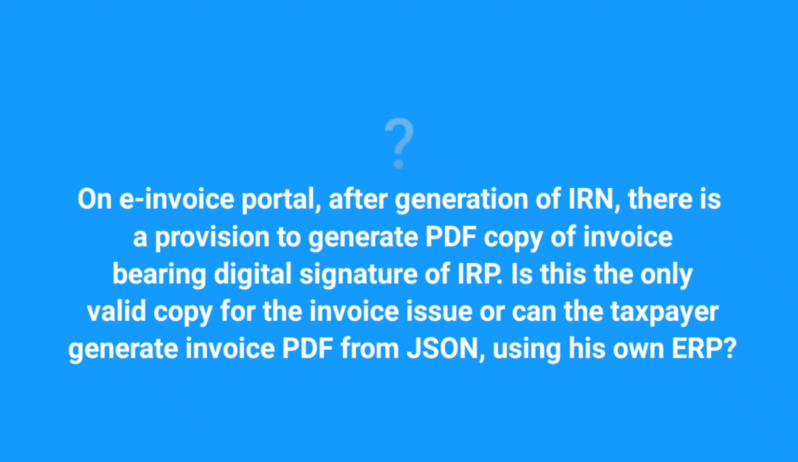On the e-Invoice portal, after generation of IRN, there is a provision to generate a PDF copy of the invoice bearing the digital signature of IRP. Is this the only valid copy for invoice issue, or can the taxpayer generate the invoice PDF from JSON using his own ERP software? The generation of a PDF copy of the invoice on the e-Invoice portal is only an optional facility, and the e-sign signage appearing on the invoice PDF is only for confirmation and not mandatory on the invoice copy. The taxpayers can generate and issue an invoice copy using their own system, and the key requirement is that it shall contain all the mandatory particulars as prescribed by the notified e-Invoice schema.